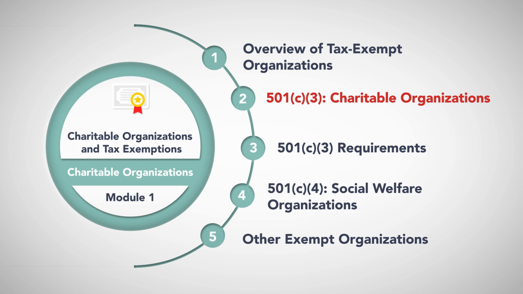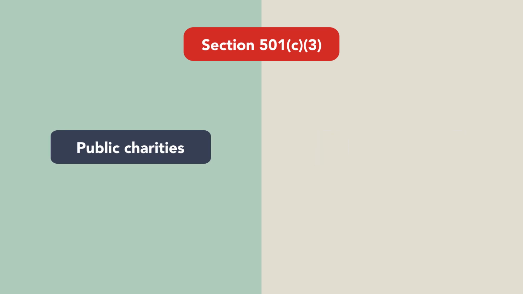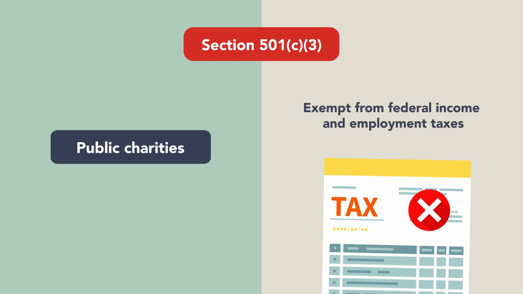501(c)(3). Charitable organizations. All organizations seeking exemption under Section 501(c)(3) of the Code are either public charities or private foundations. Public charities that qualify under this section of the Code are exempt from federal income and employment taxes.